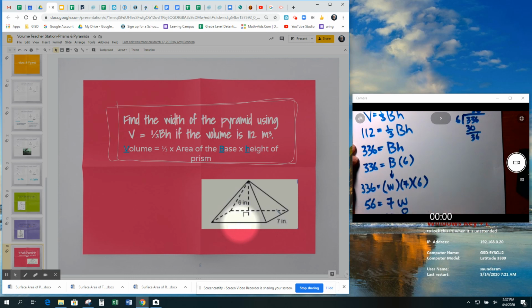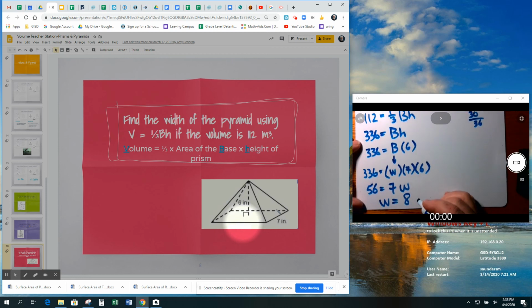And what are my units? So the units on the pyramid, this is a distance. Remember, this is just the measure of this side right here. So the width, and everything is in inches. So my width is in inches. So W is 8 inches.